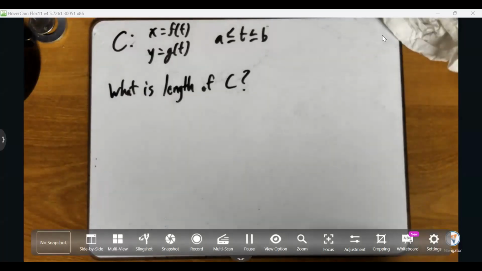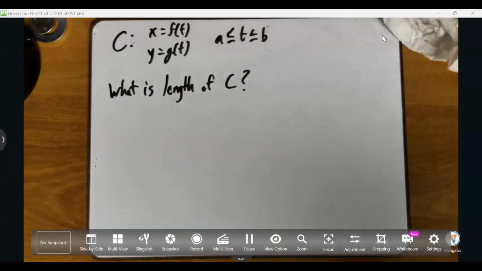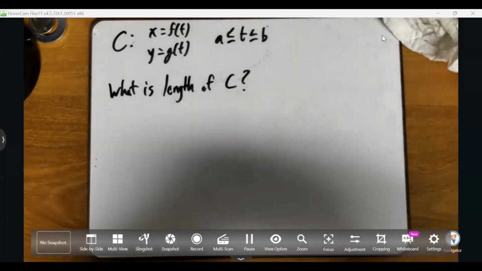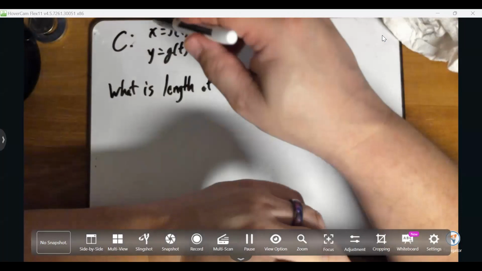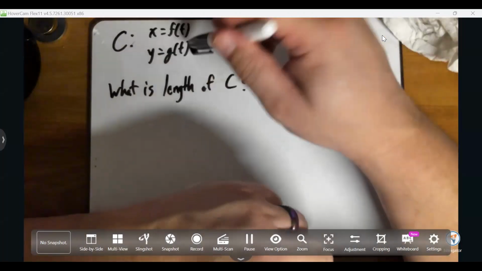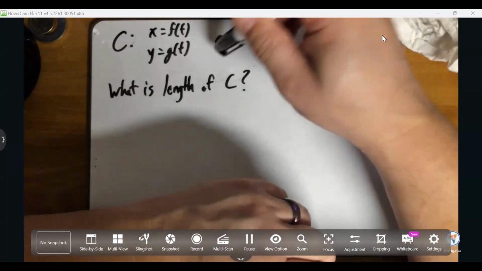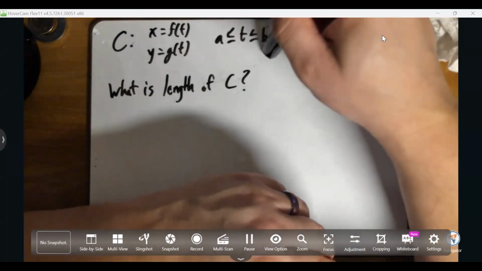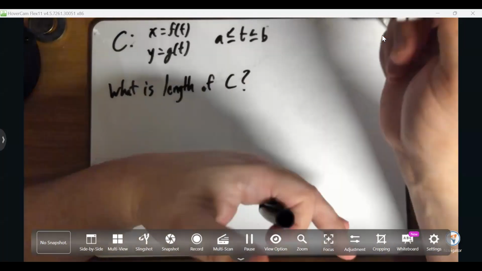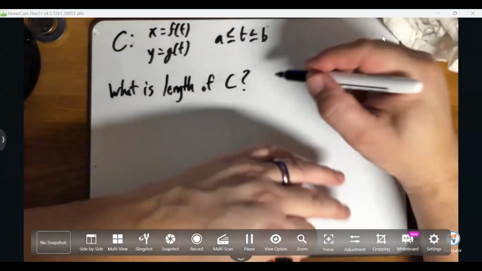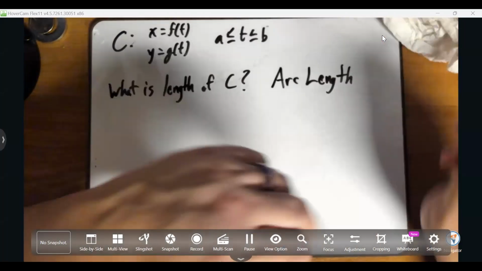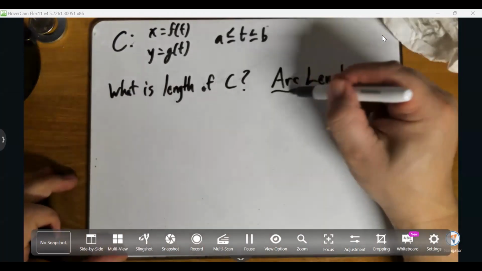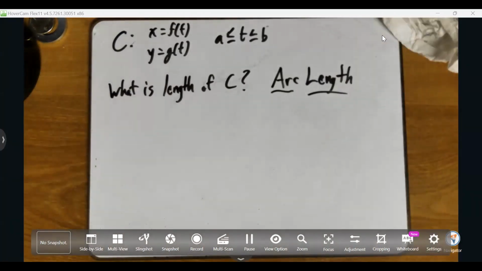All right, the final topic with parametric equations is the length of the path, or the length of the curve. And so we have a curve C represented by the parametric equations x equals f of t, y equals g of t, and t goes from A to B. And we want to know what is the length of that curve C. This is the arc length problem. It's one of those fundamental calc problems. And how are we going to tackle it?